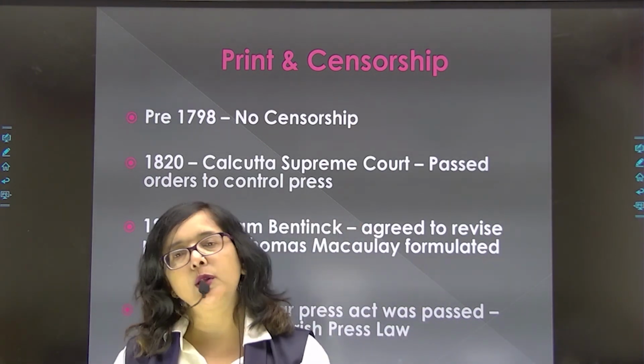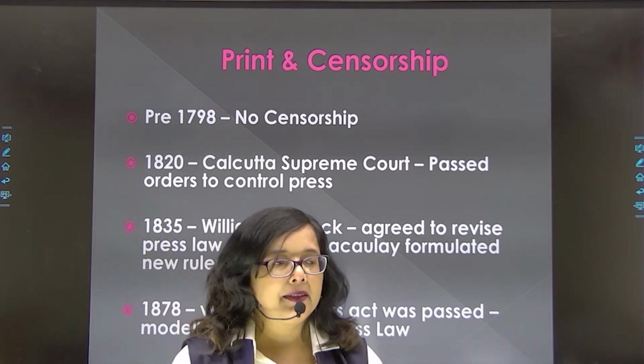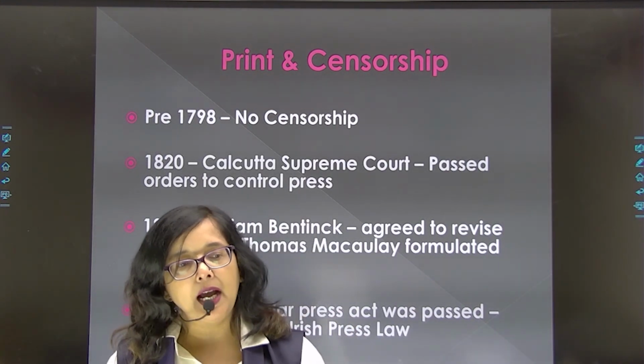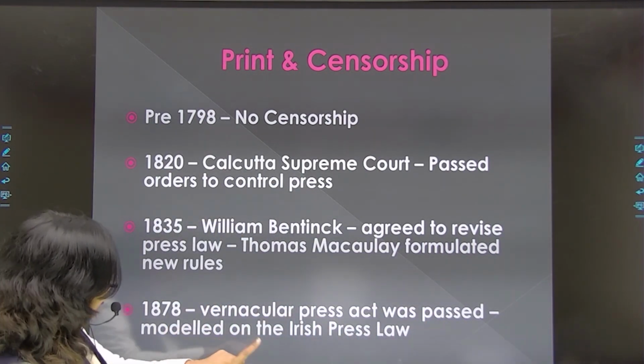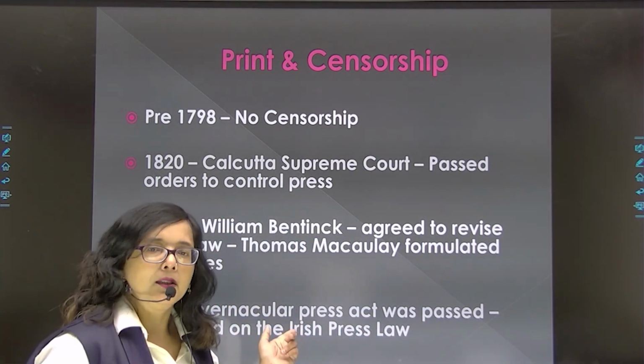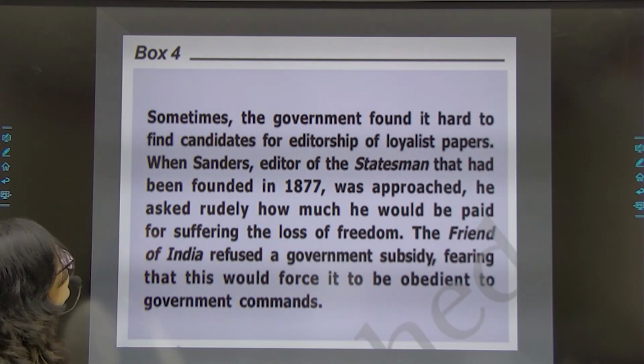कि व्हेन आयरलैंड वाज कॉलोनाइज्ड बाय ब्रिटेन, we can say annexed by Britain, so they tried to control their press through the Irish press law. तो इंडिया में जब ये वर्नाकुलर प्रेस एक्ट आया, it was based upon the Irish press law. Okay, so you can see here, this is again information given in the box.